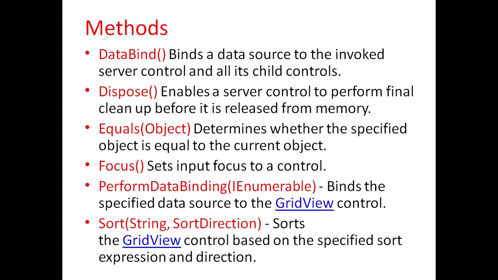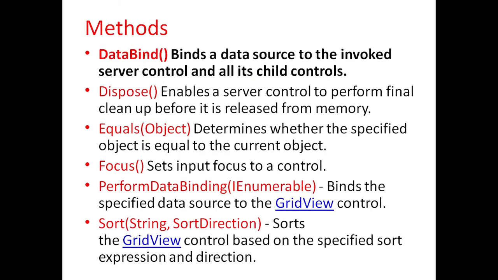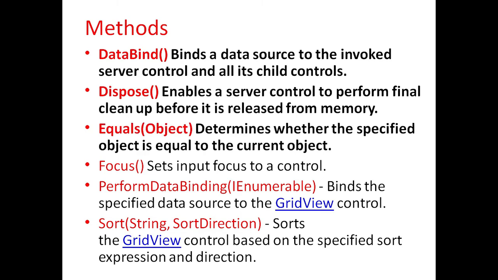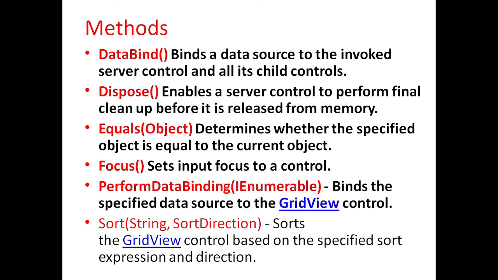Different methods for GridView controls are: DataBind, which binds a data source to the invoked server control and its child controls. Dispose method enables a server control to perform final cleanup before it is released from memory. Equals method determines whether the specified object is equal to the current object. Focus method sets the input focus to a control. PerformDataBinding binds the specified data source to the GridView control.